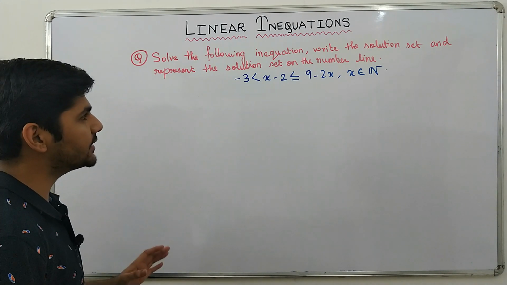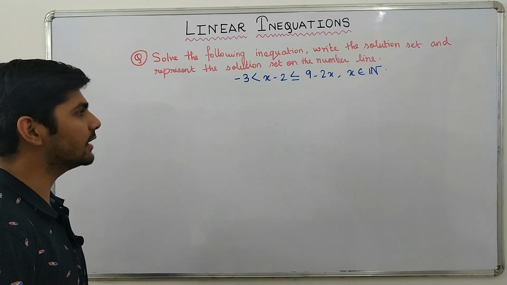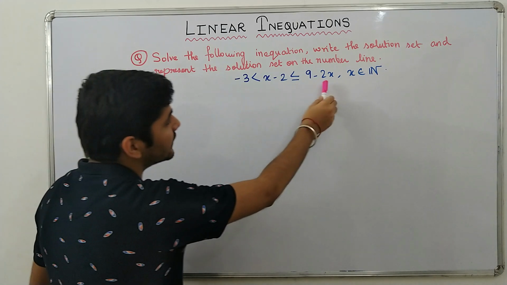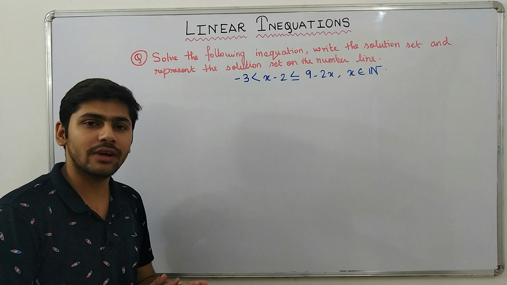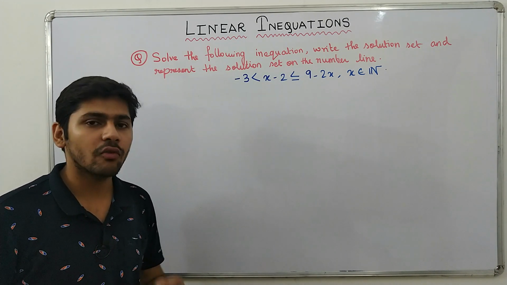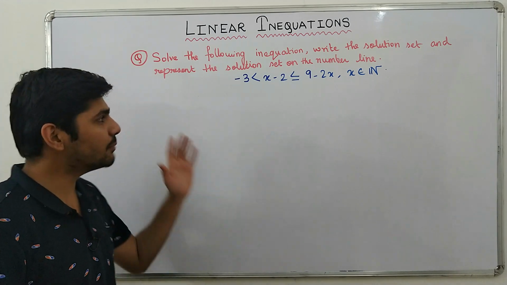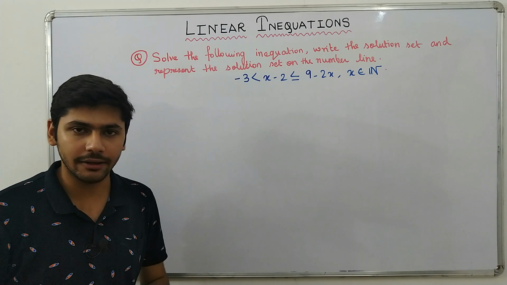Solve the following inequation. Write the solution set and represent the solution set on the number line. We have the given inequation and x belongs to N. That means over here x belongs to natural number. First, let's solve the inequation. What to do? We will separate this particular inequation into two inequations and solve them separately.